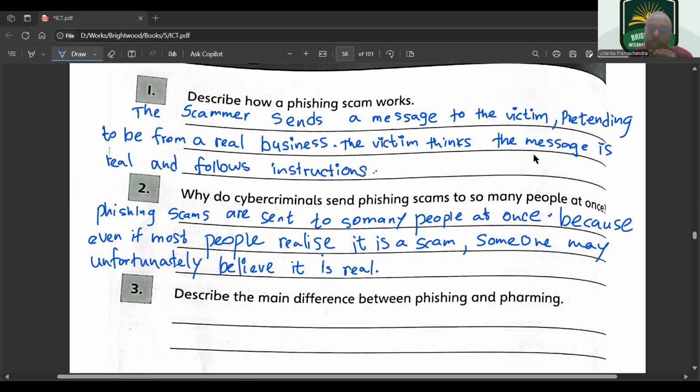Describe the main difference between phishing and pharming. Try to describe the main difference between phishing and pharming. Try to do the first two now. Write down the first two and go to the third one, please. And I will show a video regarding phishing scams.